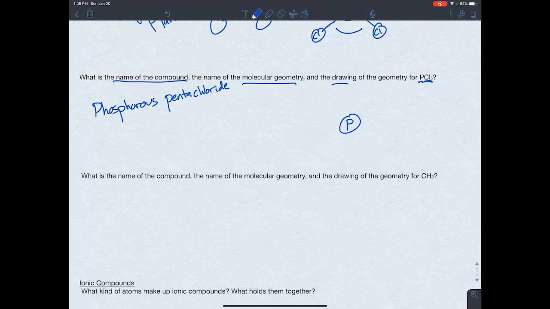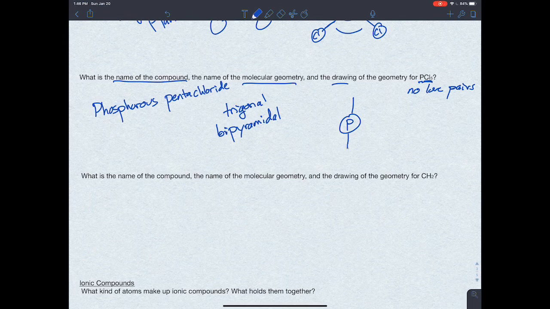Okay? So again, if you know your molecular geometries and you know what happens when you have 5 things attached to a central atom, no lone pairs, again, no lone pairs, so we're just worried about the 5 chlorines. This is going to be trigonal bipyramidal. Okay, so it's one of the big ones, one of the big boys. So you're going to have 1 going straight up and 1 coming straight down, bipyramidal. Then you're going to have 3 in the central plane.